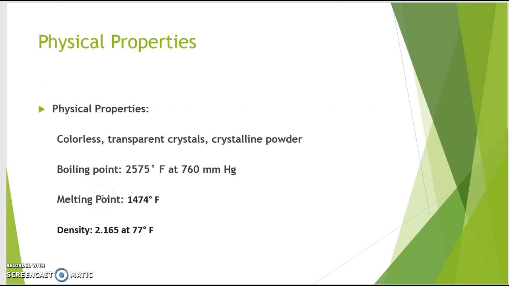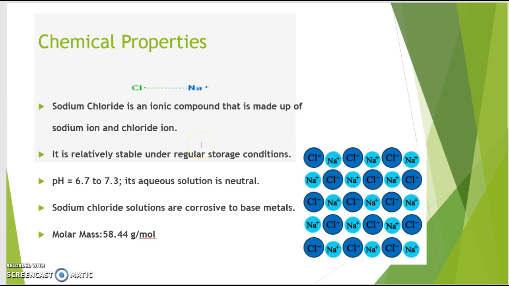Some physical properties of sodium chloride are that it forms transparent crystals. It can also be a crystalline powder. It's colorless. Its boiling point is 2,575 Fahrenheit. Its melting point is 1,474 Fahrenheit, and its density is 2.165 at 77 Fahrenheit.